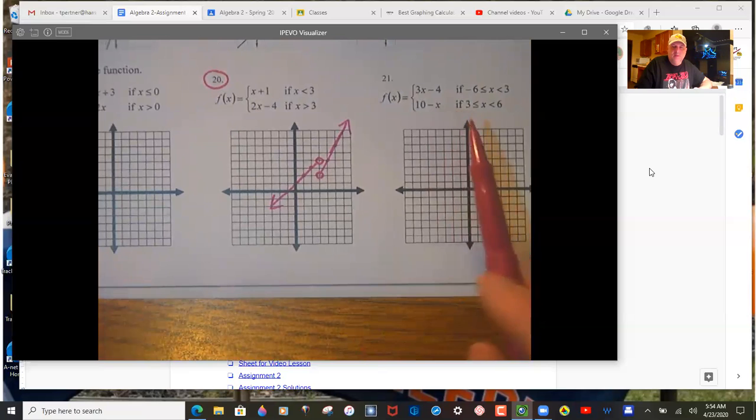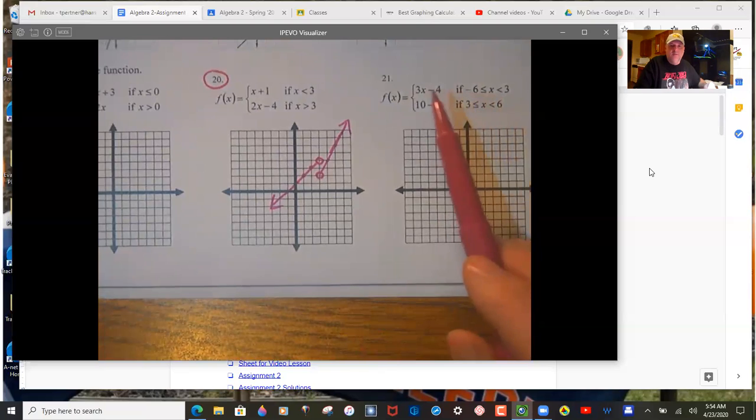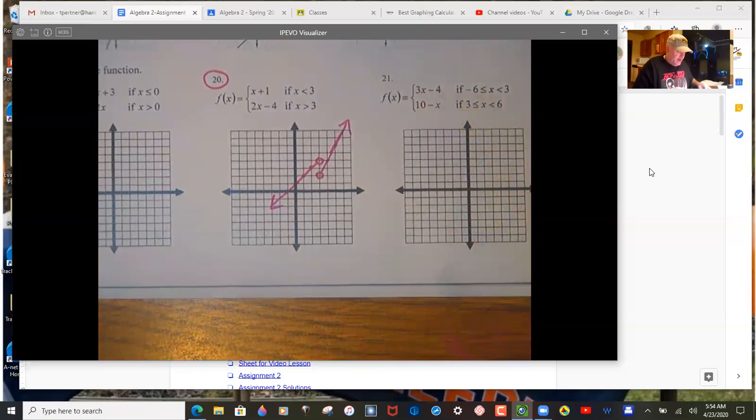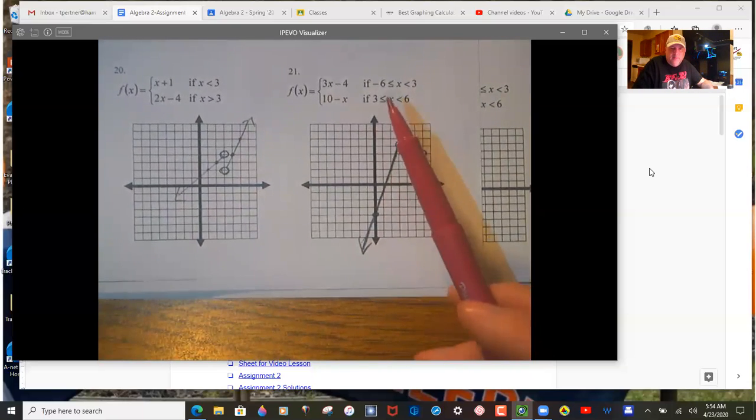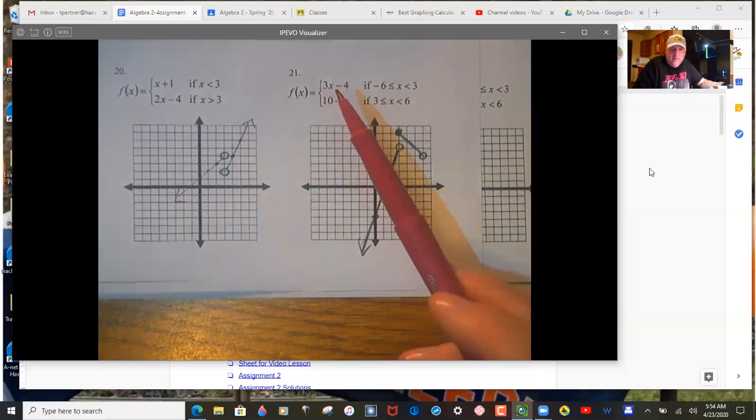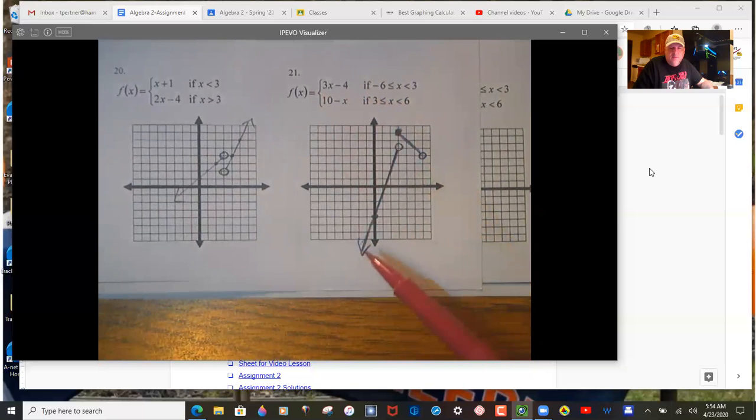What's going to happen on 21? You're going to start at the cut point of 3. 3 is the cut point. You're going to have endpoints to deal with. So you're going to have to substitute in the -6 here and the 6 here. And so it's going to stop at endpoints. And it's going to look like this. I'll show this. This is the answer key. You're not going to be able to graph (-6, -22). So just a little there.